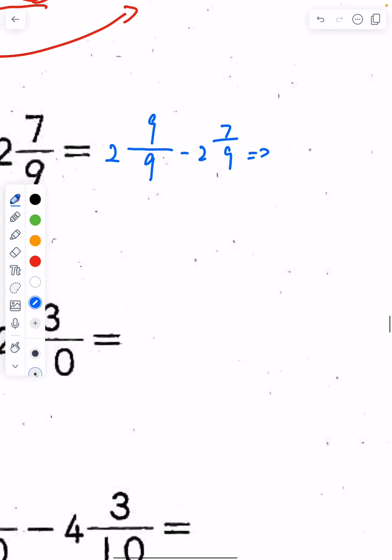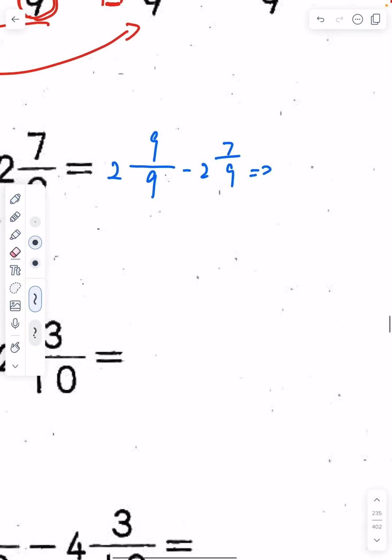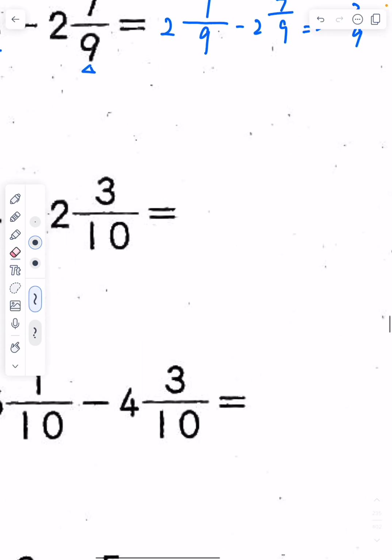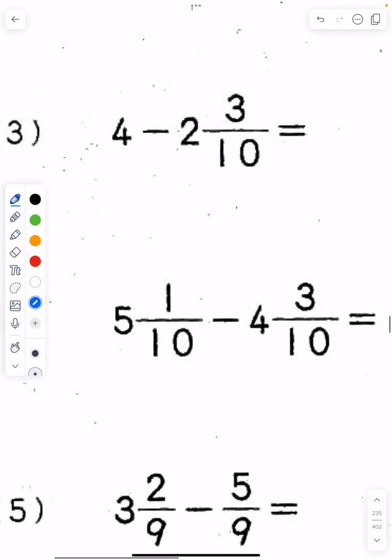And then 2 minus 2 is equal to 0. So we're not going to put a 0 there. And 9 minus 7 is equal to 2. So our answer will be 2 over 9, okay? It was supposed to be 0, 2 over 9, but because there's a 0 here, we don't really have to write it. So we're going to keep it as 2 over 9. All right, let's try the next question here.